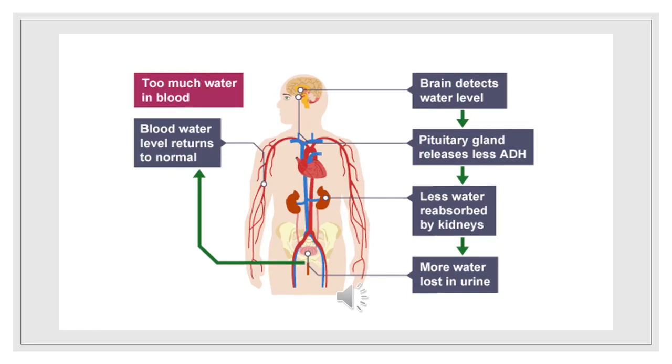Dear students, in this slide the diagram shows what happens when there is excess water in body fluids. The brain detects the water level. Pituitary glands release hormone called ADH, antidiuretic hormone. Kidneys filter more water and less water is reabsorbed, and abundant dilute urine is produced. More water is lost in the urine, so blood water levels return to normal.